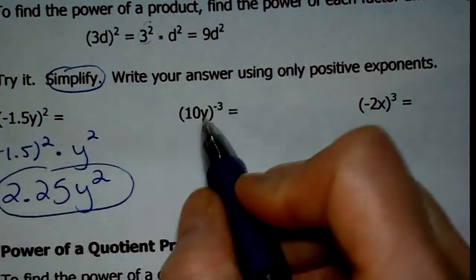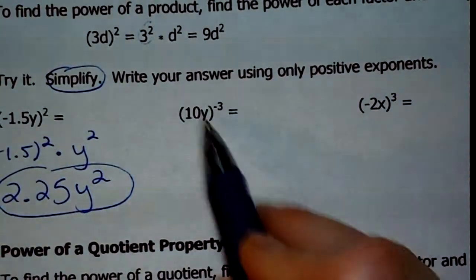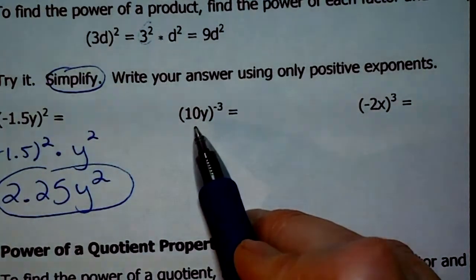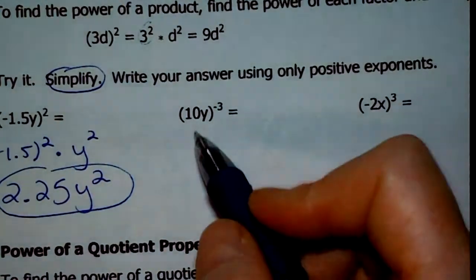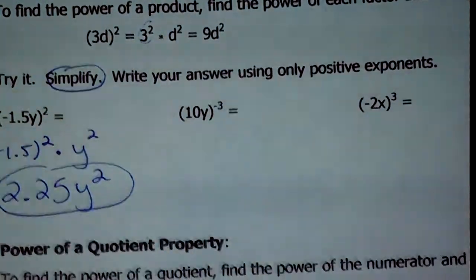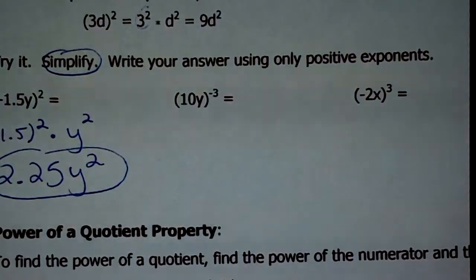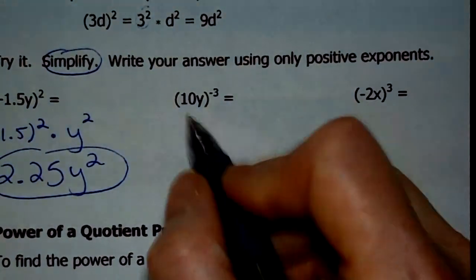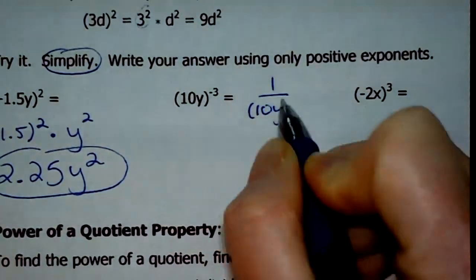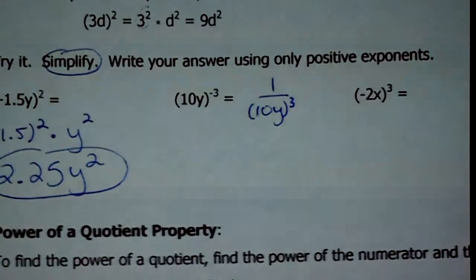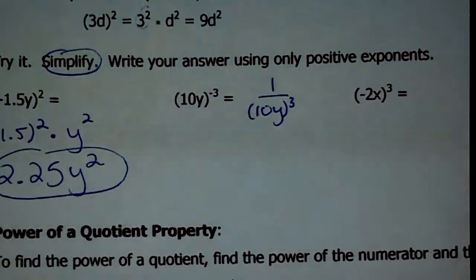Okay, the next one. First off, I have 10y, the quantity of 10y, and it's being raised to the negative third power, right? Okay, this negative 3, it's not allowed. You have a couple options here. What I would recommend that you do, when you see that you have a negative exponent from the start, I would rewrite this expression using a positive exponent. So I would start off by rewriting this as 1 over the quantity of 10y to the positive third power. Just get that taken care of right off the bat.